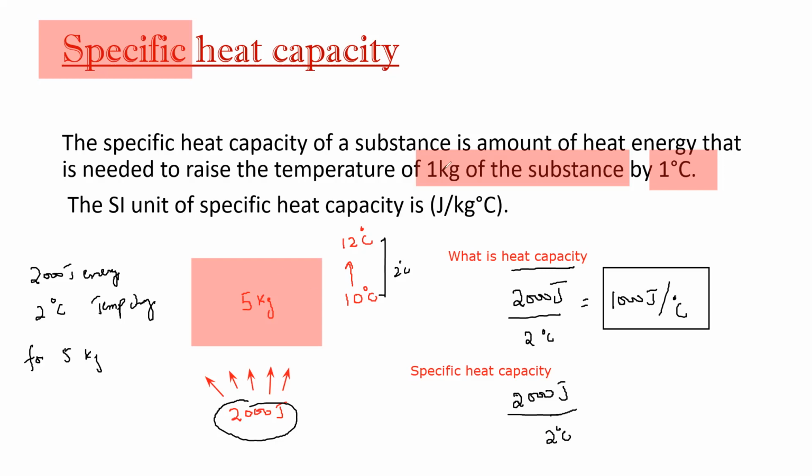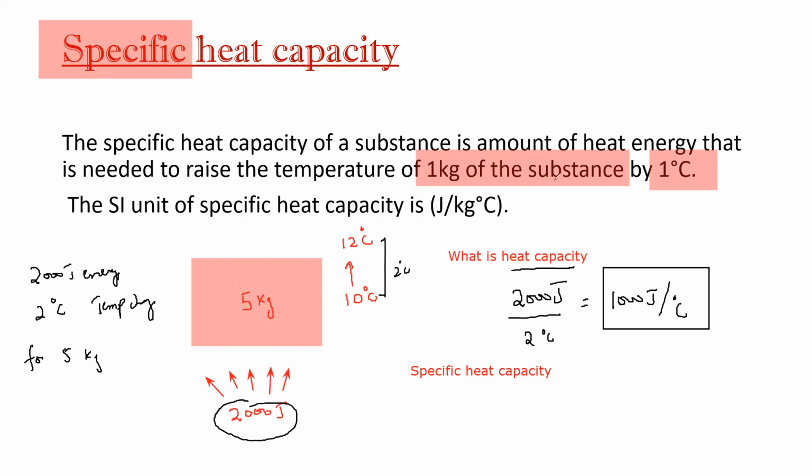And we need it for 1 kilogram. This total energy is for how much? This total energy is for 5 kilograms. But we need only for 1. So how can we work out the energy? If for 5 kilograms we supply 2000 joules, each kilogram, how much energy is absorbed by each kilogram, or 1 kilogram?